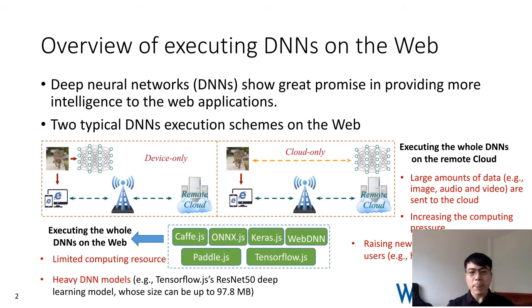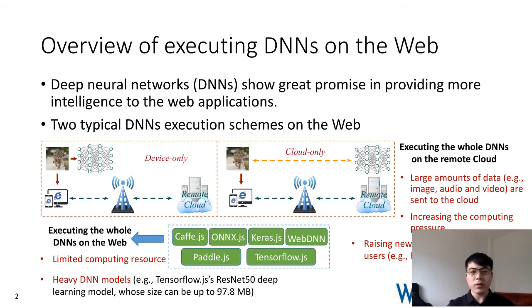For example, the TensorFlow.js ResNet-50 deep learning model has a size of up to 97.8 megabytes. Besides the limited computing resources of the web, it also performs slow inference, even if we accelerate computation by WebAssembly or WebGPU.